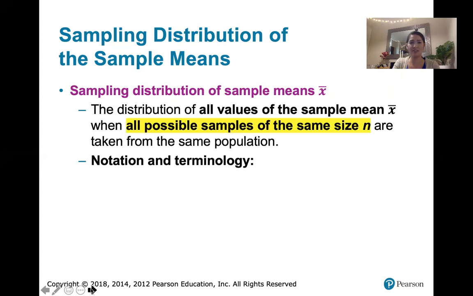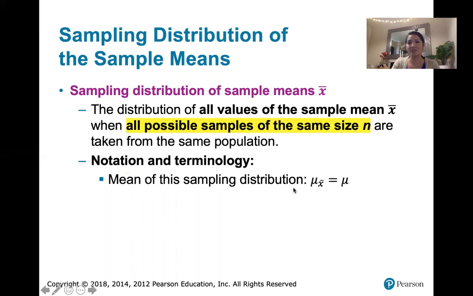So here's some notation and terminology. This is the mean of the sampling distribution, or if you prefer, you can say that this is the mean of the sample means. It's denoted by this mu for mean, and then the subscript x bar says this is the mean of the sample means. And then we're saying that it's equal to the population mean of the population that data was originally selected from.